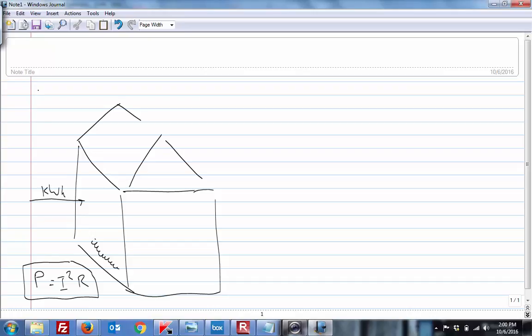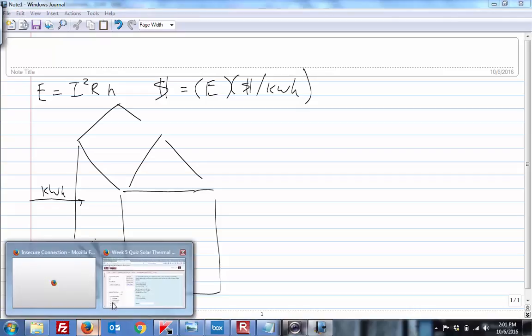Then, of course, the energy just equals the I squared R times the number of hours. And then the dollars equal the energy multiplied by the dollars per kilowatt hour. So that's kind of what we're up against. So let's first see what we're paying for this electrical heat. So let's go back to the problem.